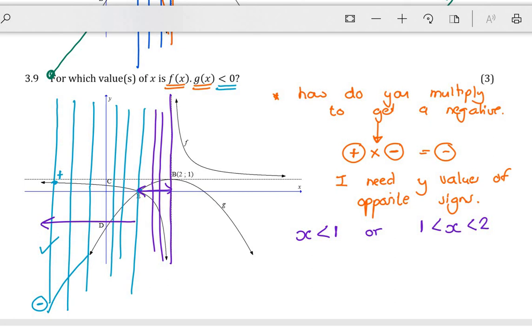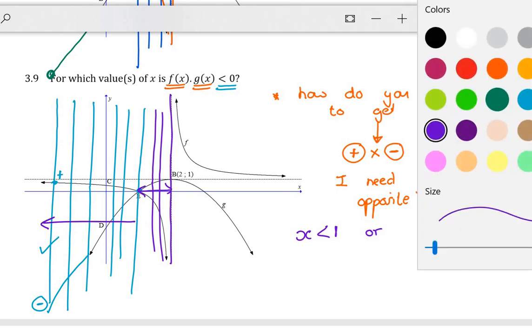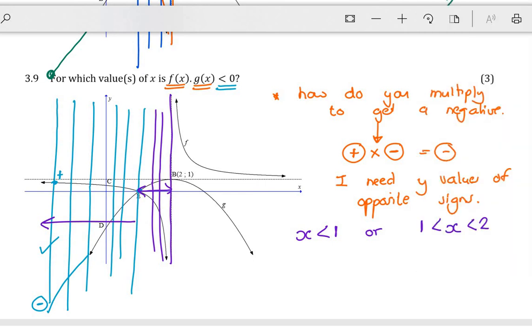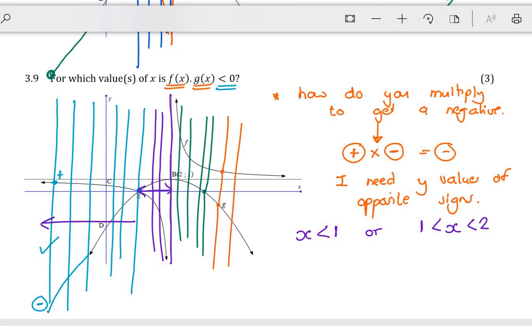Now I can't include the asymptote, but what happens after the asymptote? After the asymptote, I've got positive, positive. Now that's not ever going to multiply to give me a negative. So positive times positive, positive times positive, until one of them swaps again. And that happens at the other x-intercept of g. Because after that, I'm going to have a positive hyperbola, but a negative parabola, and that's what I want.